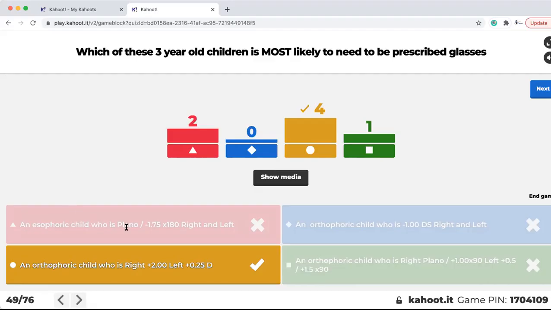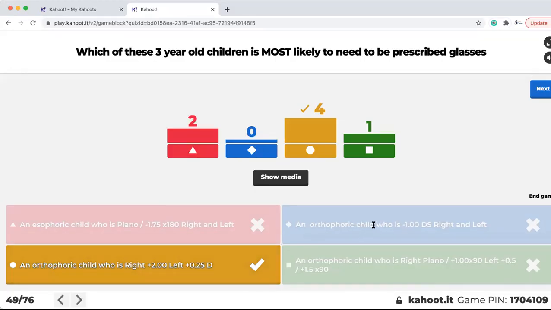An esophoric child who is plano with minus 1.75 at the right and the left. Well, this esophoria will not concern us here because he doesn't have an accommodative esotropia, and he has plano refraction, so he doesn't have hypermetropia, but he has astigmatism, which is similar in both eyes, minus 1.75. Well, at an age of 3 years old, this child may need glasses, but is this the highest urgency among all these options? Let's see.